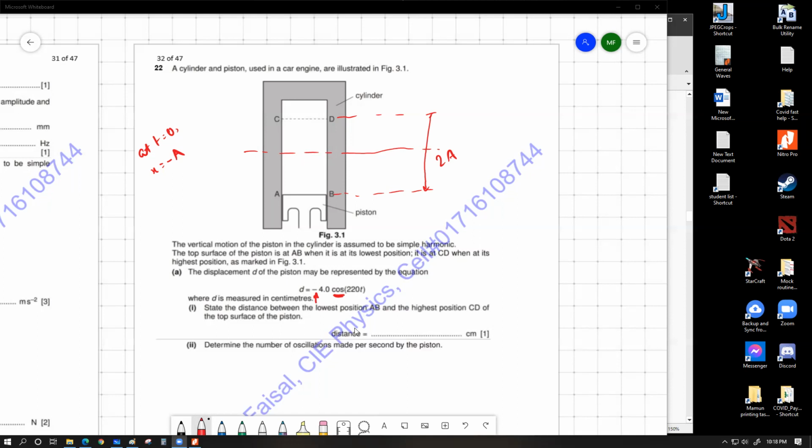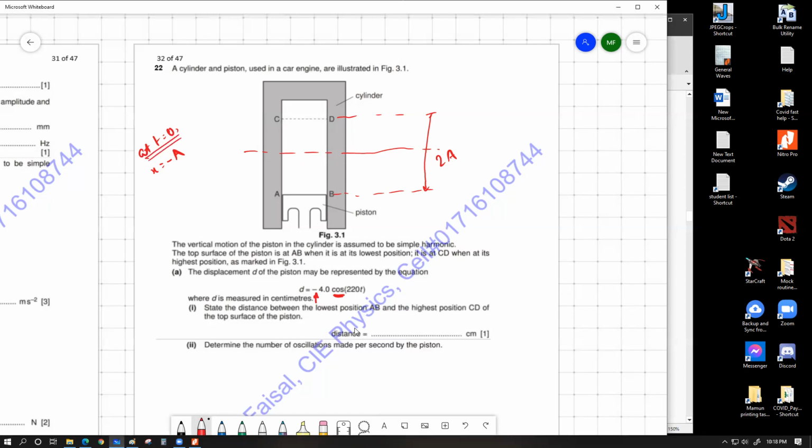So this much distance is 2a, and because this equation is a minus cos curve, minus cos equation, which means when the time observation started, the motion started from the minus a position. This is important. This is going to be helpful for us right after a while.